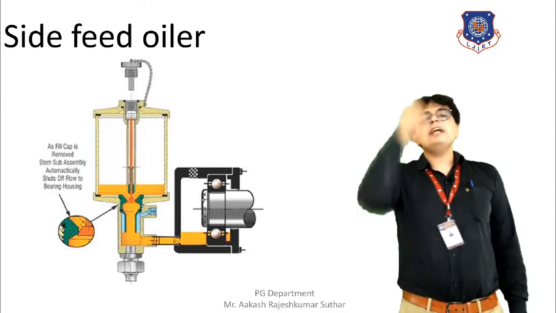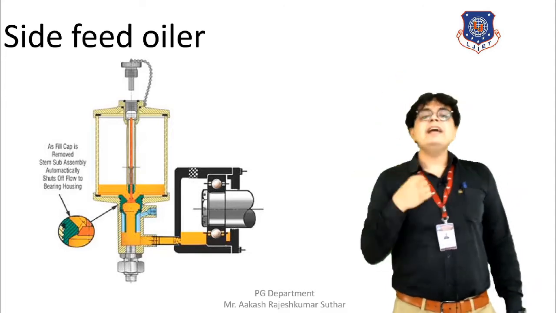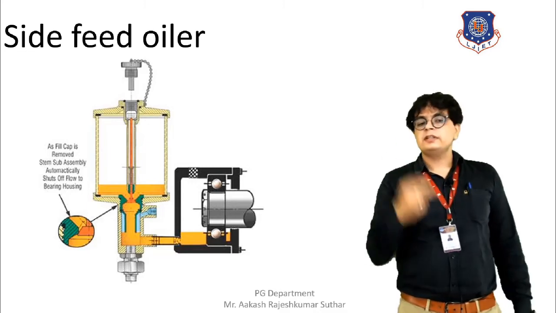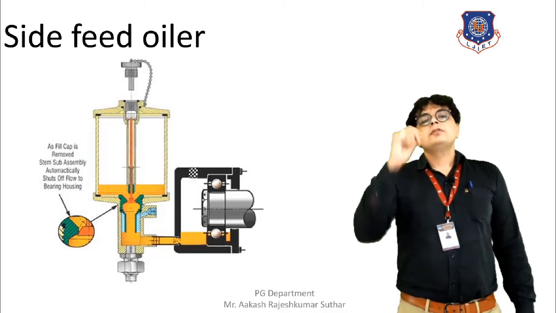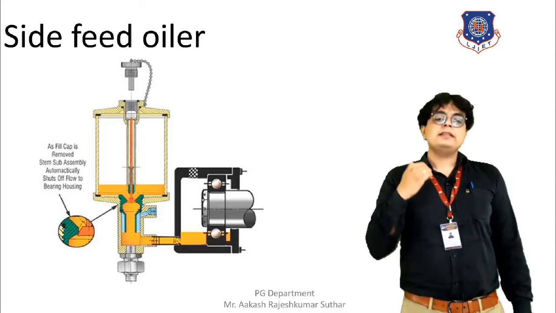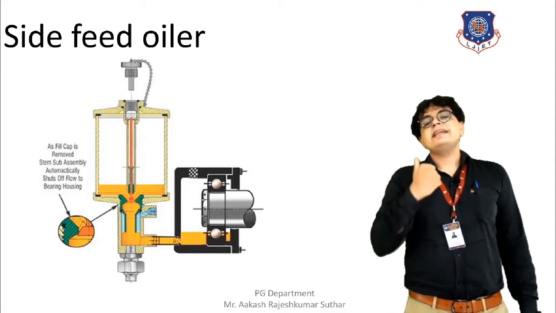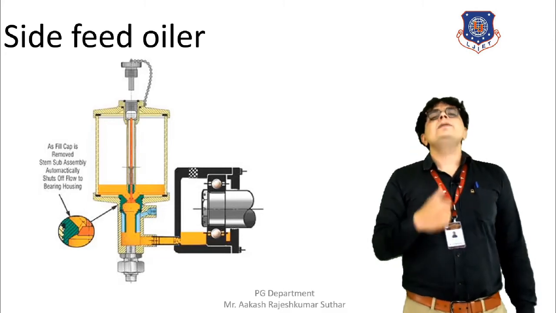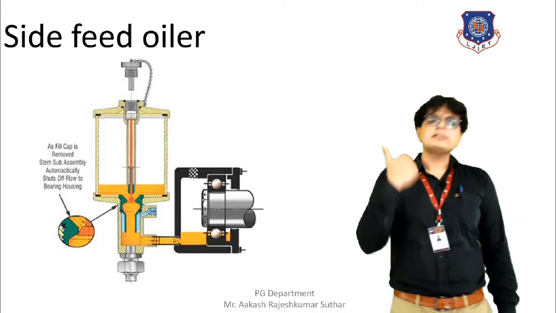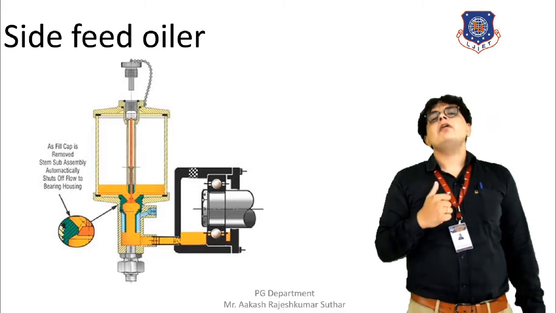The vertical movement of the needle inside the reservoir will control it, and as a result, a drop by drop movement of the oil will take place, and ultimately we can supply the lubrication oil to the required destination. So this is how the side feed oiler works.